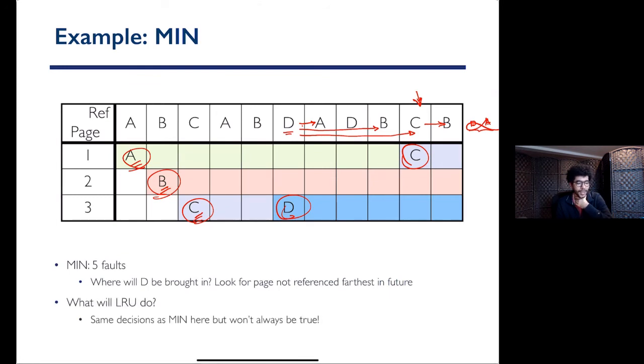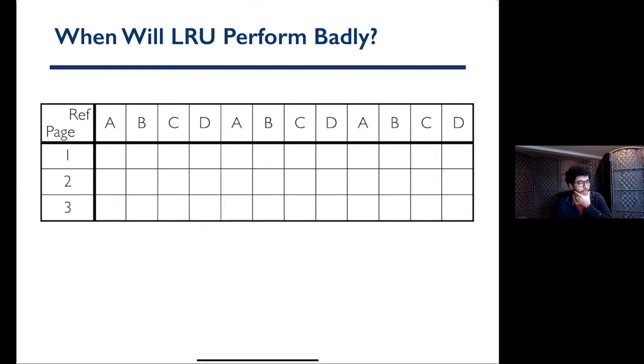Now, how about LRU? How would LRU do on this one? Actually, let's run LRU on some other example and then see how LRU compares to MIN. So here is an example. This example is designed to make LRU make bad decisions. So let's see how it happens. So let's run LRU. A, B, and C.